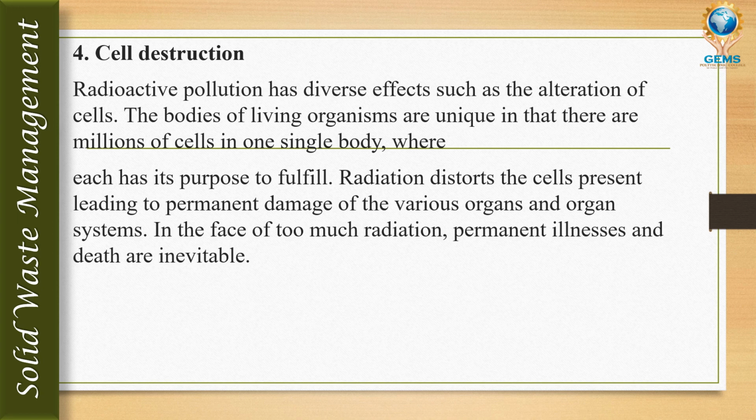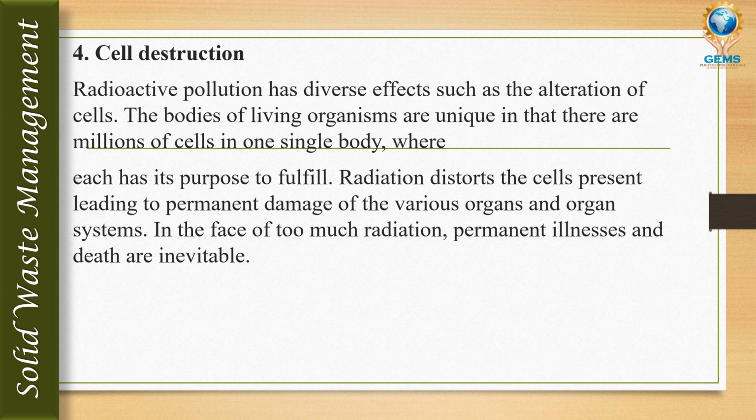So basically, cell destruction happens in the organism, even in plants, because of radiation exposure. These plants or animals or organisms have cells in the body, right? So these cells will be distorted, and once the cell has been distorted, it might lead to a change. The body of a living organism is unique, right? Every living organism has a unique body.